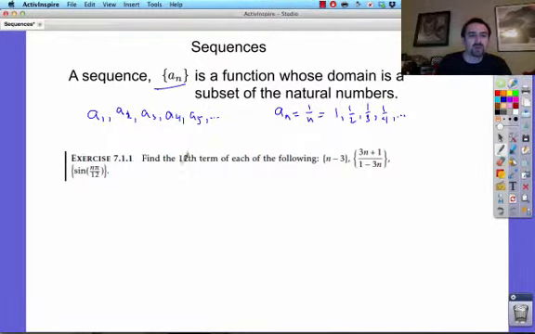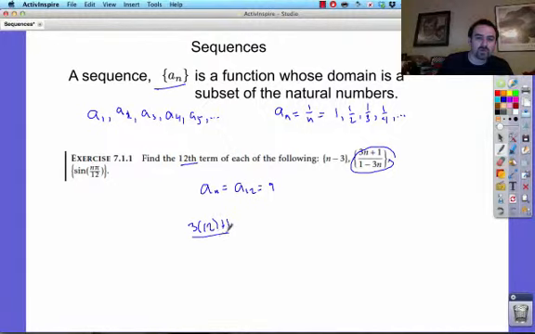Okay? So here's an exercise. Find the 12th term of each of the following. Well, this is pretty easy. It really just acts as a function in this case. So the 12th term of, if we call this one a sub n, the first one, a sub 12 should be 12 minus 3, which is 9. The 12th entry of this should be 3 times 12 plus 1 divided by 1 minus 3 times 12. Okay, 36 plus 1, 37 over negative 35.